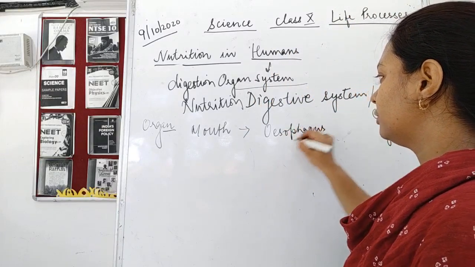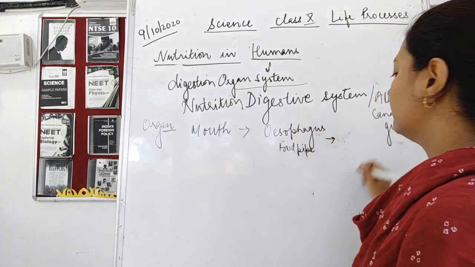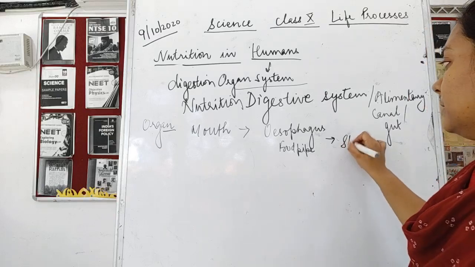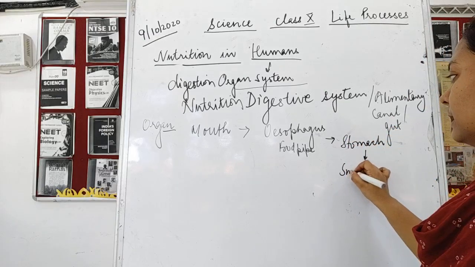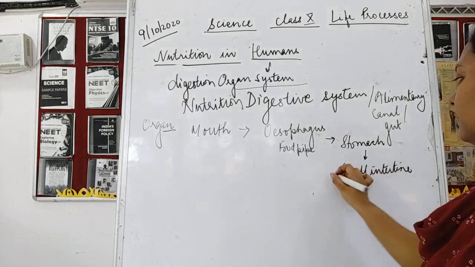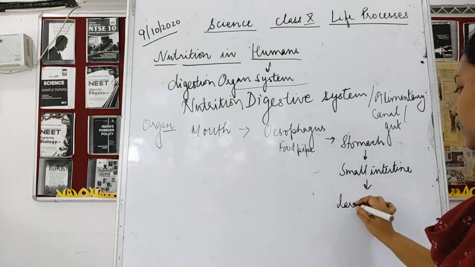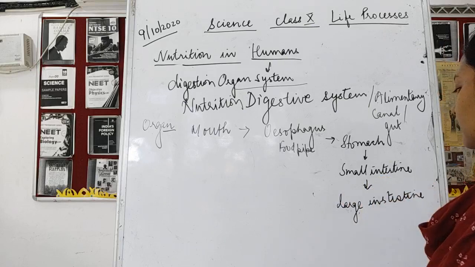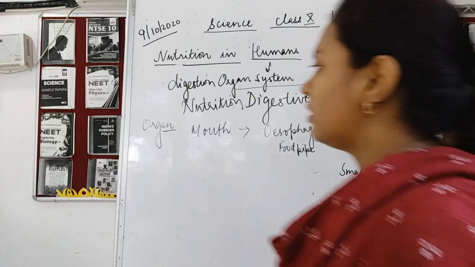This is also known as food pipe. Then after the esophagus, we have the next structure, that is the stomach. After the stomach, we have the small intestine, and then we have the large intestine. So these are the main organs which are present.